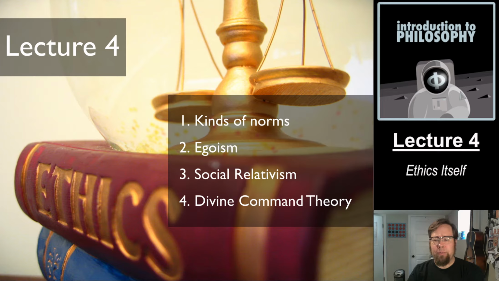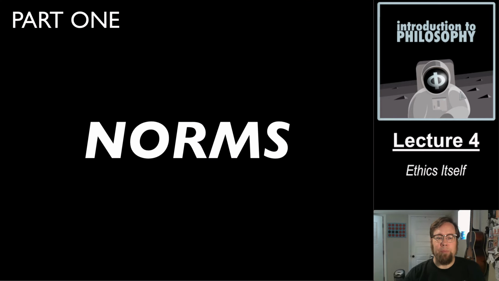Most of the lecture is going to be about points 2, 3, and 4, though. After talking about norms, we're going to talk about something called egoism. We're going to talk about something called social relativism. And we're going to talk about divine command theory. And divine command theory is something that we talked a little bit about already, especially in lecture 2. Okay, so let's jump into norms.